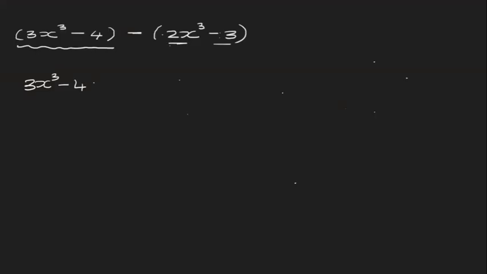Whatever was positive will become negative, and whatever was negative will become positive. Why? Because we have a positive 2 here. A positive multiplied by a negative will become a negative, and a negative multiplied by a negative will become a positive. That's how we're going to have negative 2x squared plus 3.